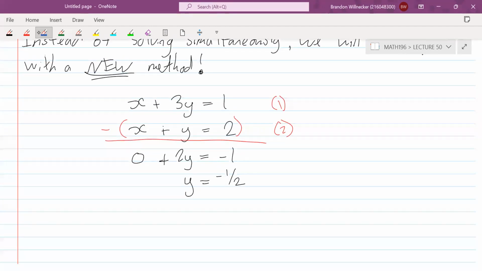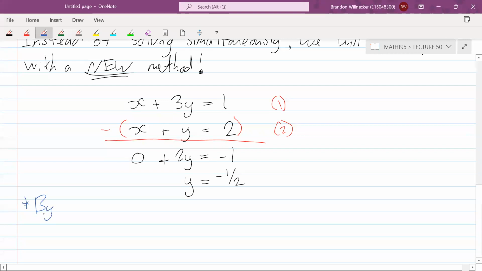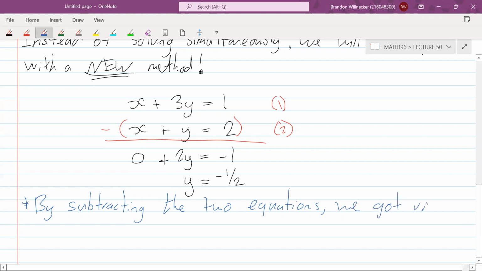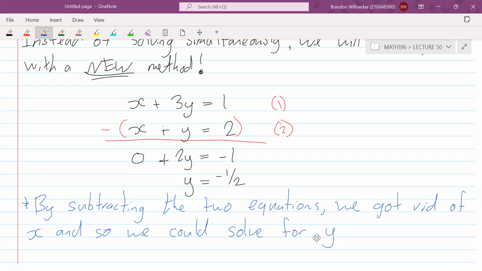So let's make a little note of what we did. We subtracted the two, we got rid of x. And so we could solve for y. Good. Now that we have y, we could substitute back and then solve for x.